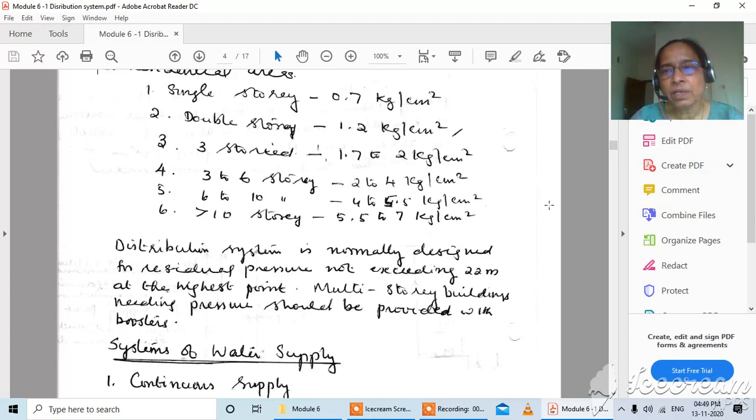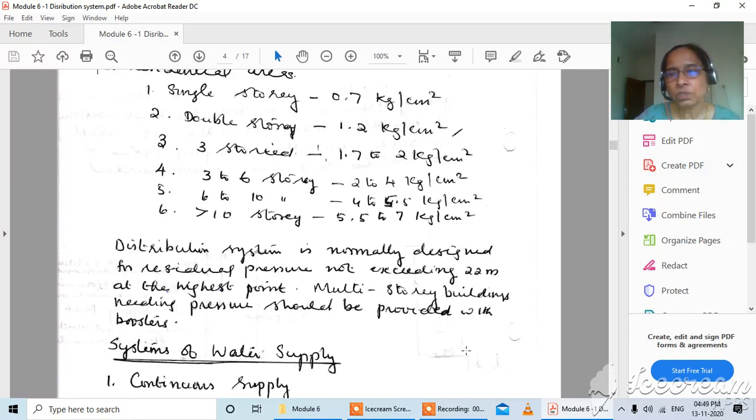If you maintain a pressure of say 1.5 kg or 2 kg in the system, you will be getting sufficient pressure in the top of the second story building. Is it? Similarly, it is given if it is 3 story, it is 1.7 to 2, then 3 to 6, it is 2 to 4, etc. However, if you want to provide the water to the 10 story, we have to provide 5.5 to 7 kg pressure. That means 70 meters of water column.